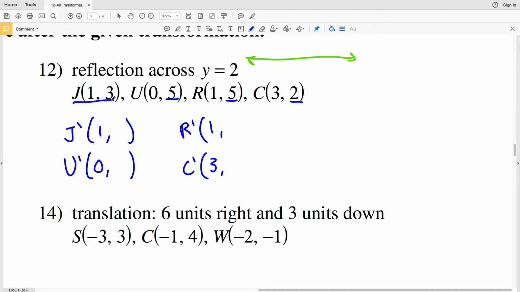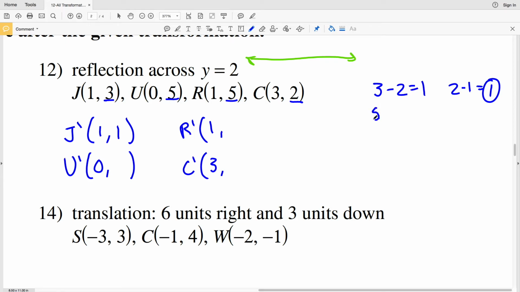So for example, take J. The y value for J is 3. That is 1 away from 2. 3 minus 2 is 1. So now we want to go 1 away from 2. So 2 minus 1. Since our 3 was positive, we were 1 away above. So we're going to take away 1 so that we can be 1 below. So our y value will be 1 for j prime.